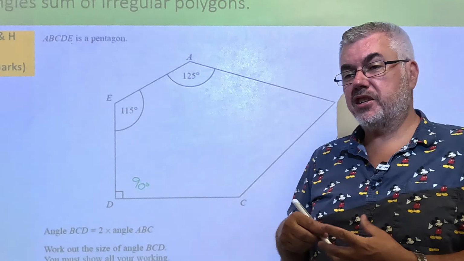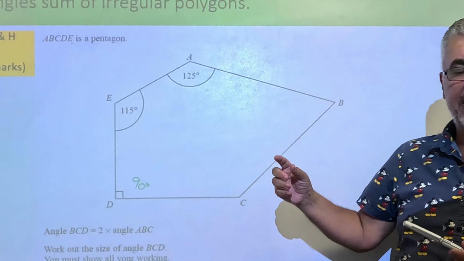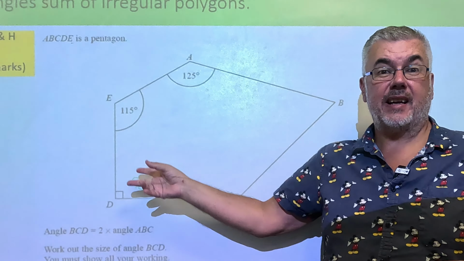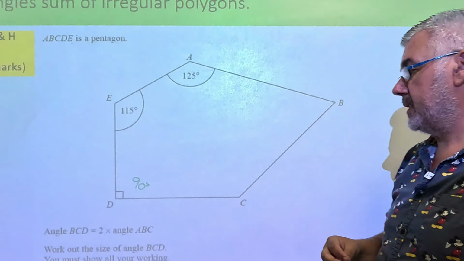It's always an idea in GCSE maths to label anything that you know straight away. I know that's 90, I've labelled it 90. Angle BCD is 2 times angle ABC. I'm going to give ABC a letter. Any letter will do, but I'm going to call it an X. And I know that BCD is twice this angle. Well, if this is X, twice times X is 2X. That has to be 2X.